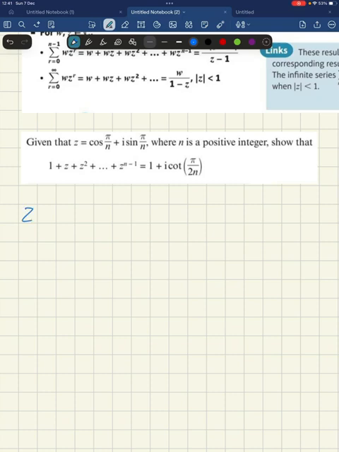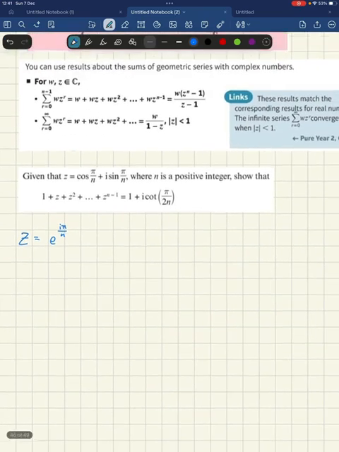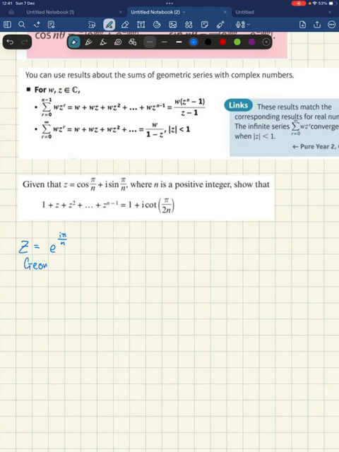Okay, first we're told what z is. I guess we can represent this in terms of e to the i theta. So your theta is going to be pi over n. So you've got e to the i pi over n. I think that's, yeah. So 1 plus z squared plus blah blah blah to z to the power of n minus 1 is this over here. So what we've got is a geometric series, which is your 1 plus z squared plus dot dot dot plus z to the n minus 1.